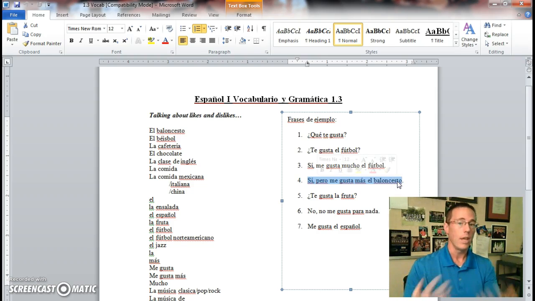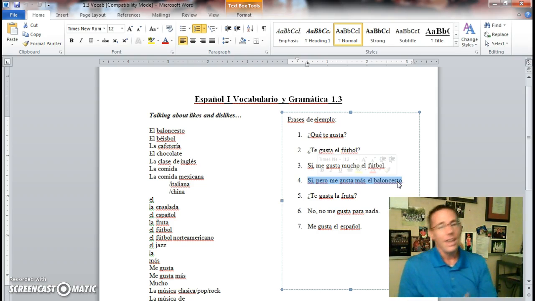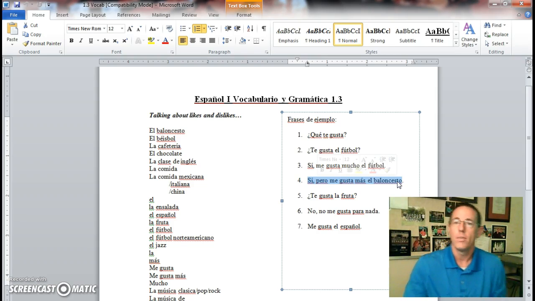So if someone said, ¿te gusta el fútbol? You could say, sí, pero me gusta más el baloncesto. Yeah, I like soccer, but I like basketball more. As an example of putting some phrases together.